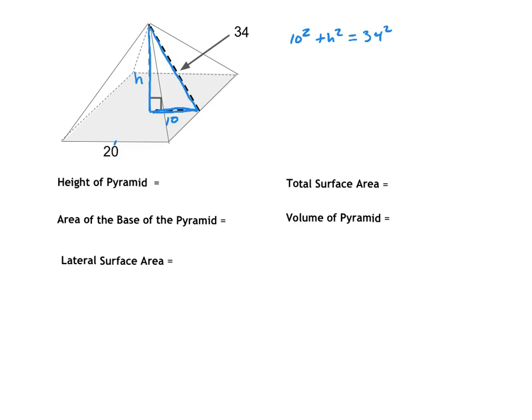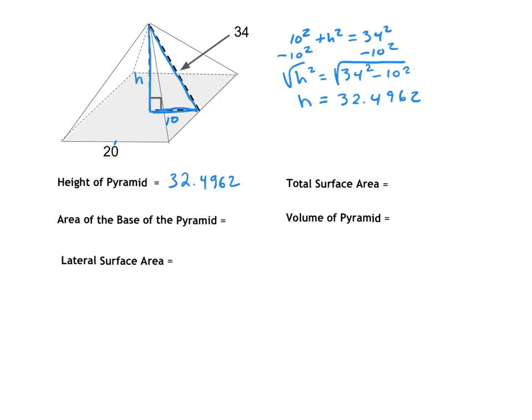So if I solve for h, I'm going to subtract 10 squared from both sides. So I have h squared is equal to 34 squared minus 10 squared. Then we have to do the square root of that in order to find h. When you do that, you end up with 32.4962. So the height of the pyramid is 32.4962. Be sure to round to 4 decimal places here, or later on you might run into some rounding errors.